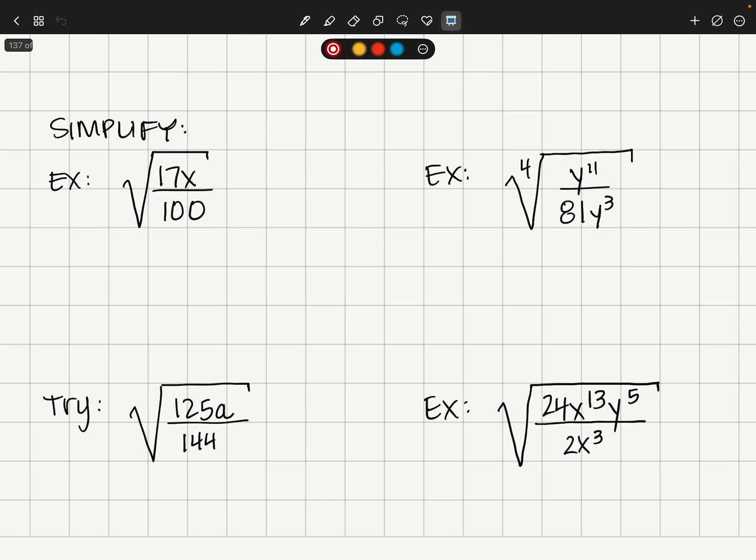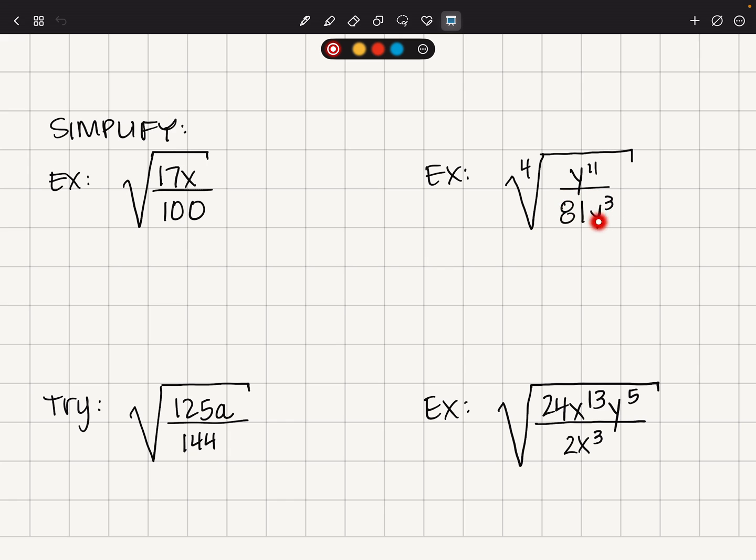Okay, in this video, we're going to continue our work with that quotient rule. And what I want to look at here is the square root of 17x over the square root of 100. Well, 17 is a prime number. I don't have any pairs in that. And the square root of 100, that is perfect. In fact, when you look at this denominator, you've got a perfect square.